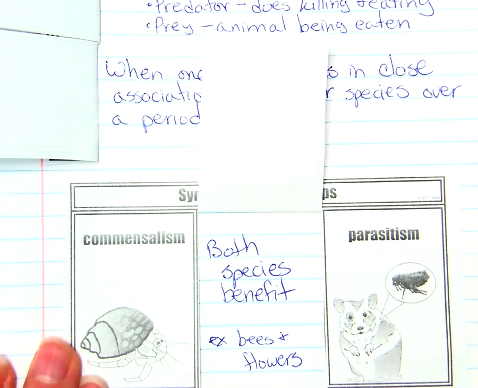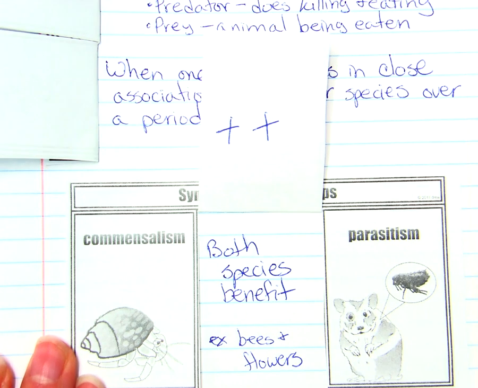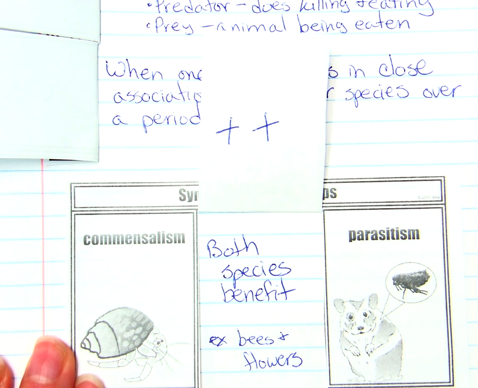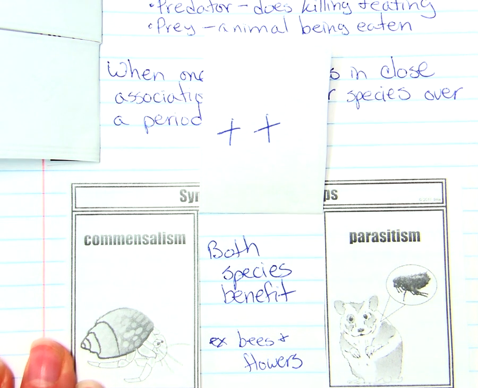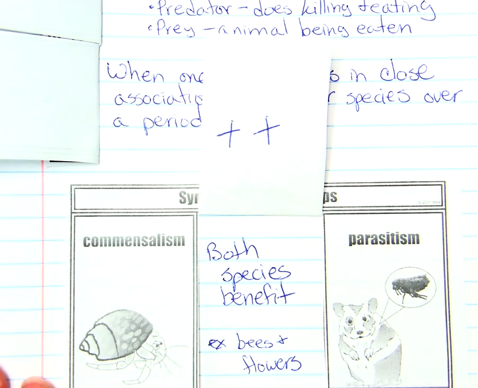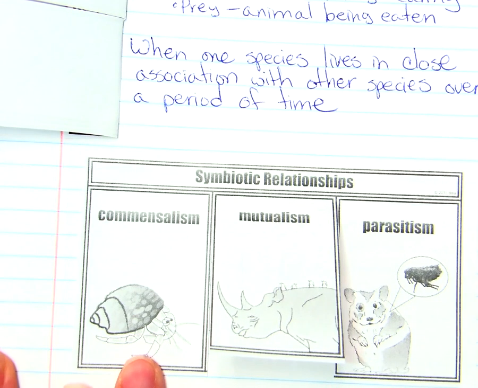Our symbol to help us remember mutualism: plus, plus. If there are two positive things happening, then we know that a situation is mutualism. All right, everybody good with mutualism? Now we're going to move over to commensalism.